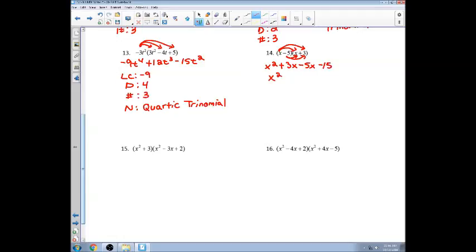I need to combine like terms. So x squared, there's no other x squared up there, so that just comes down by itself. Then I have 3x minus 5x, which would be negative 2x, minus 15. And I am done. It is in standard form.